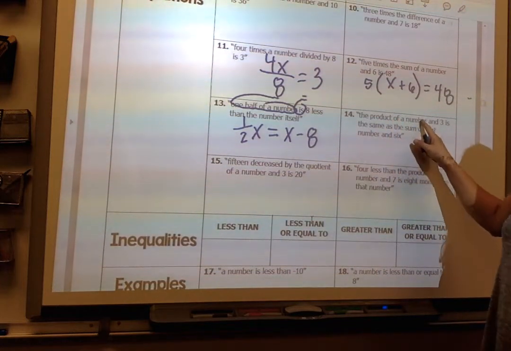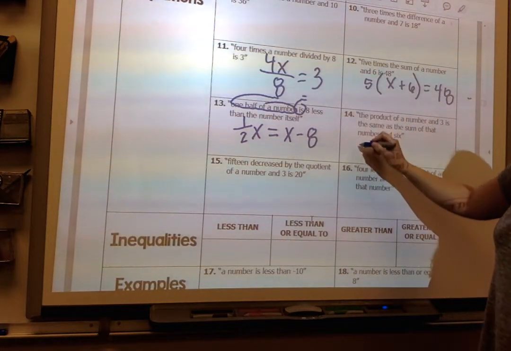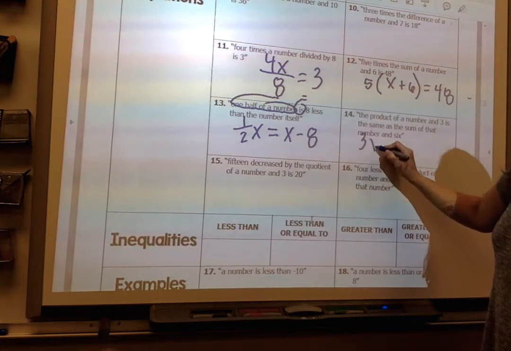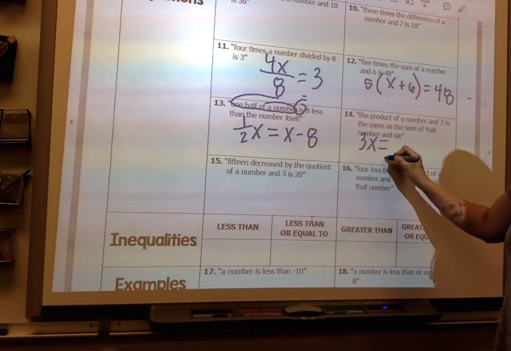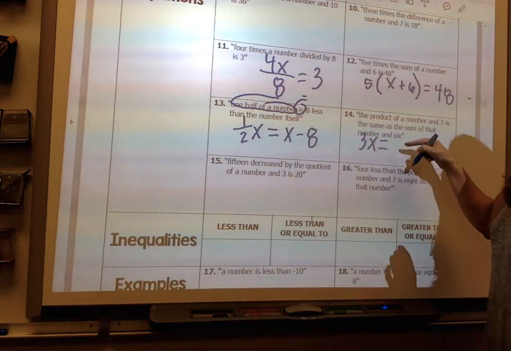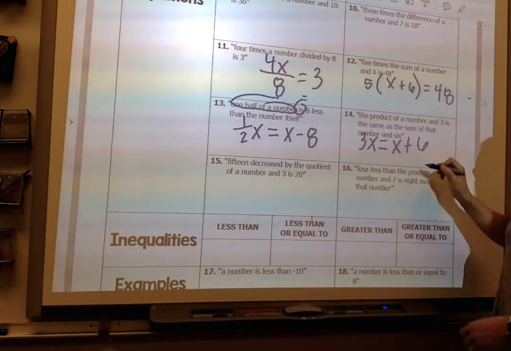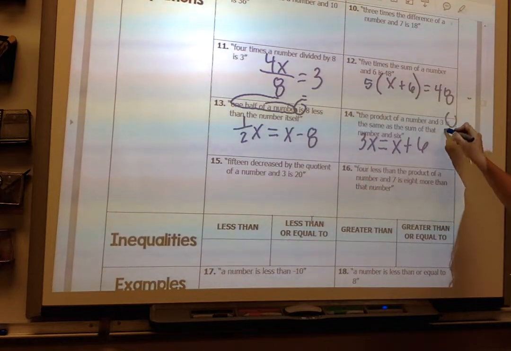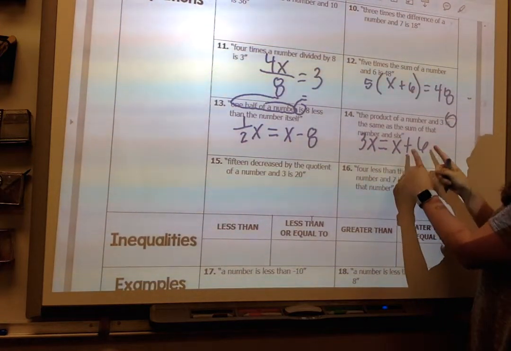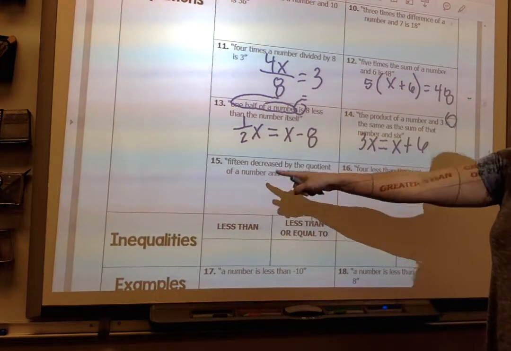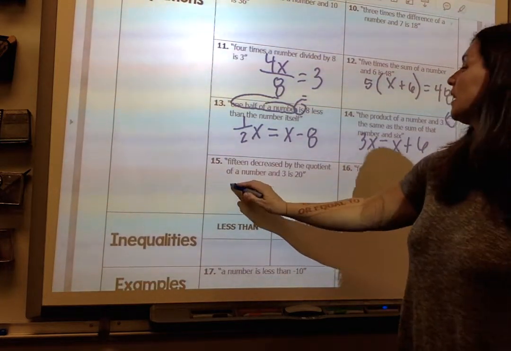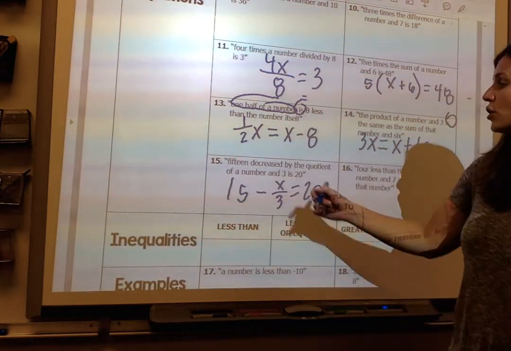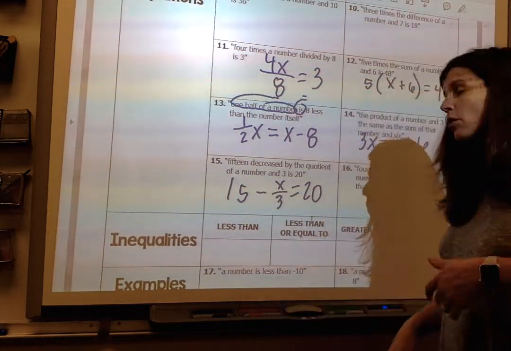Let's look at this one. The product of a number and 3 is the same as the sum of that number and 6. So look at that one. Here, is means the same as. Number 15. 15 decreased by the quotient of a number and 3 is 20. Decreased by is not a turnaround word, so we're going to keep it in order.